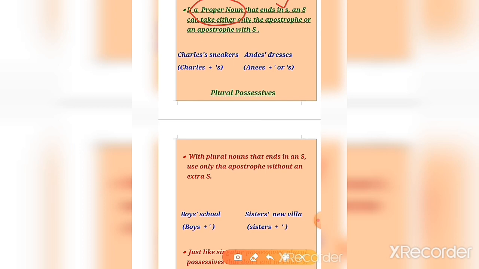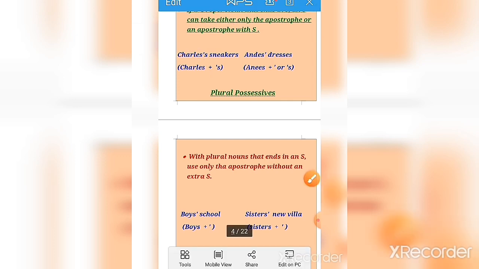Let me make it clear. Charles's sneakers. Here the word Charles is a proper noun that already ends with s, so we can write Charles in that form. Clear? Now here the word is Anise. Let me make it clear.